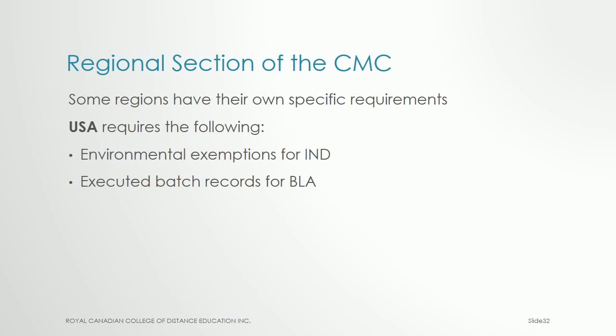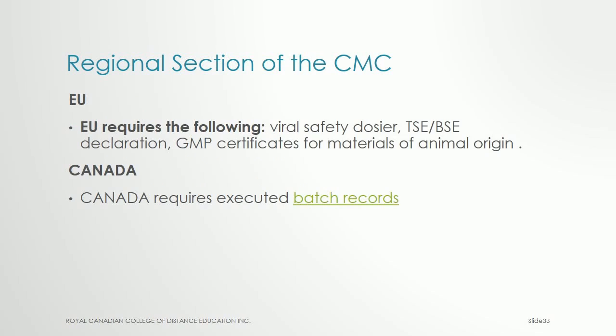Regional section of the CMC. Some regions have their own specific requirements. USA requires the following: environmental exemptions for IND, executed batch records for BLA. Regional section of the CMC. EU requires the following: viral safety dossier, C/BSE declaration, GMP certificates for materials of animal origin. Canada requires executed batch records. CMC sections.